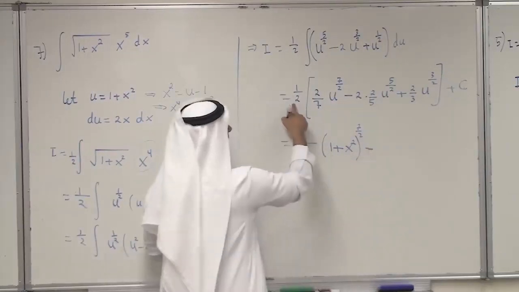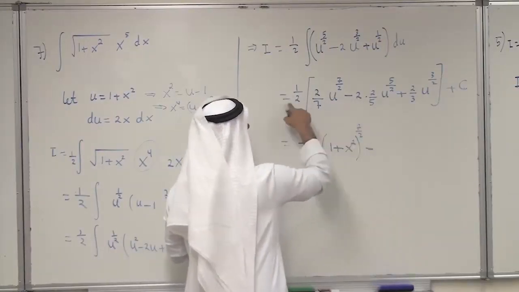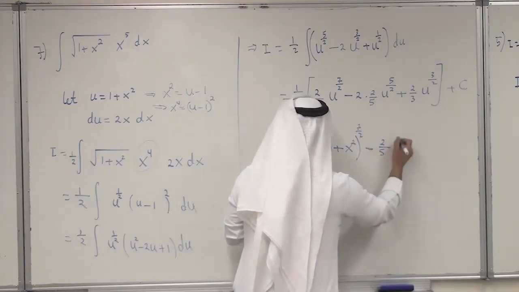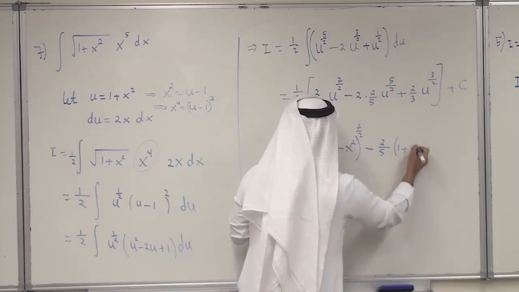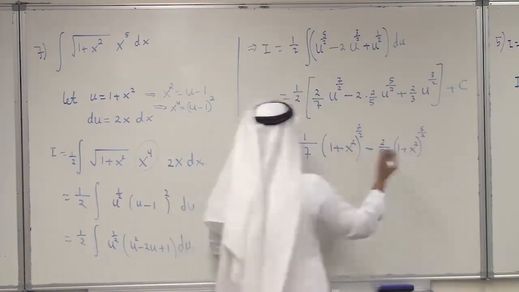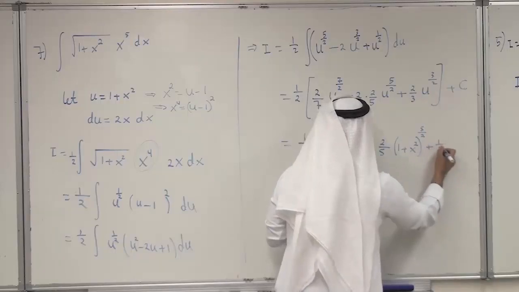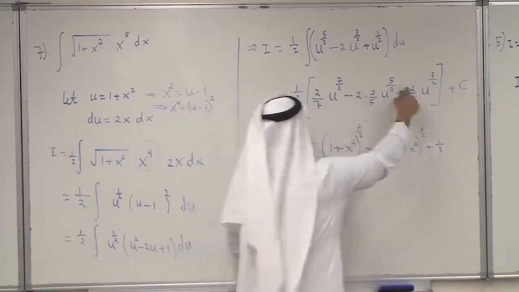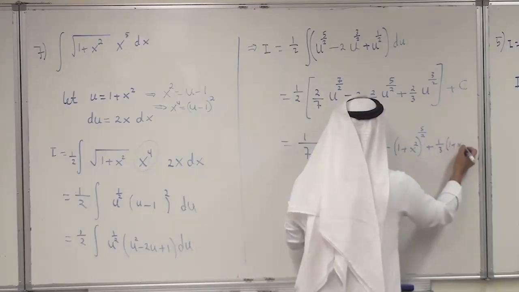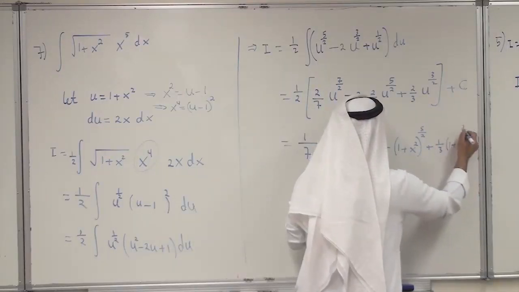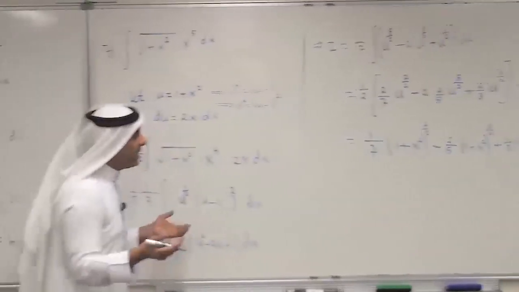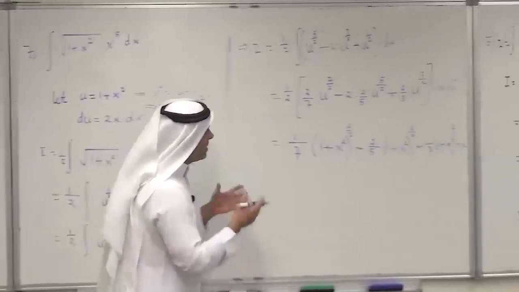Minus, we have 1/2, we'll cancel with this. So what we have is minus 2/5 times (1 plus x squared) to the power 5/2. And finally, we have plus 1/3, because the 1/2 with the 2 will cancel out. You have 1/3 (1 plus x squared) to the power 3/2 plus a constant of integration. So that's an idea about antiderivatives using the substitution rule.